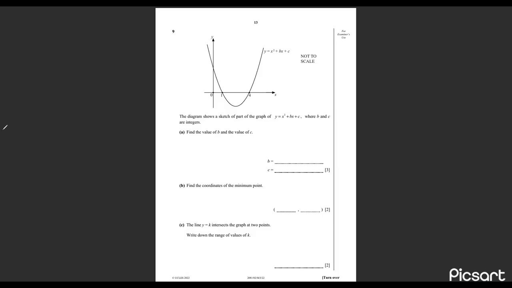Okay, so number 9 here. I told you this here, there is a curve here. It has an equation of y equals x squared plus bx plus c. Okay, it doesn't give you the value of b and the value of c, and actually there is no value of x squared coefficient. Here the diagram shows a sketch. Find the value of b and c.